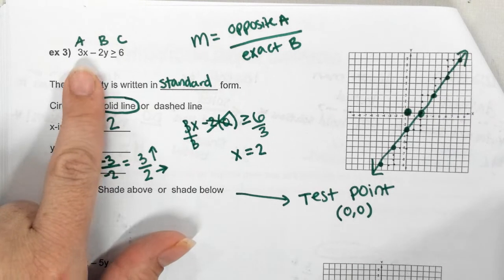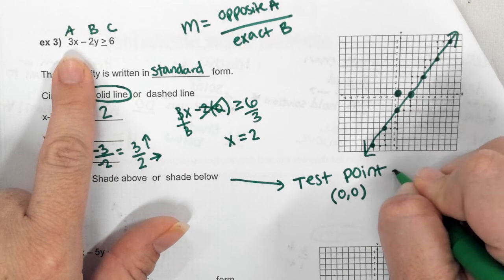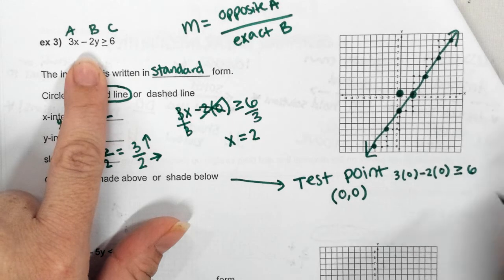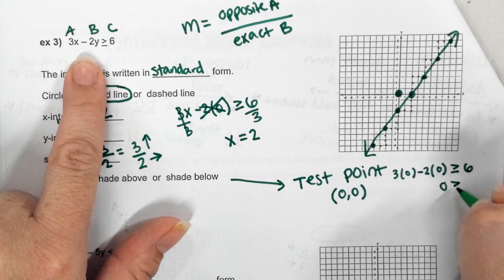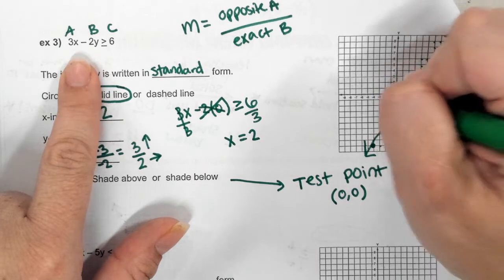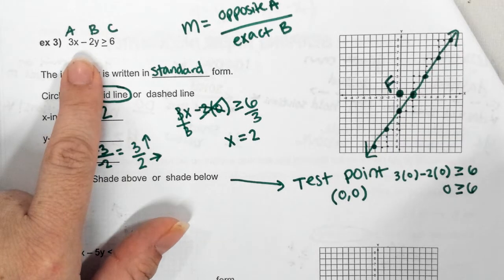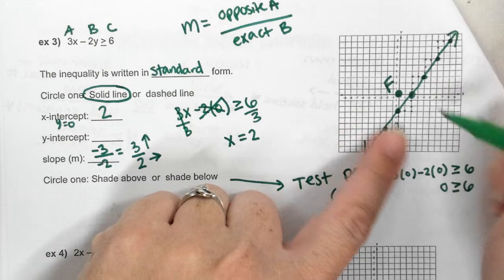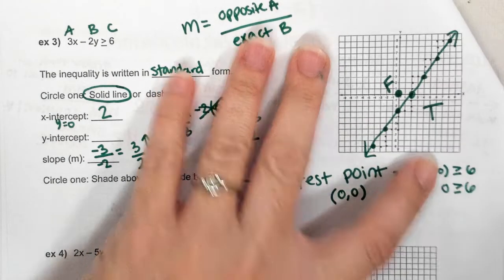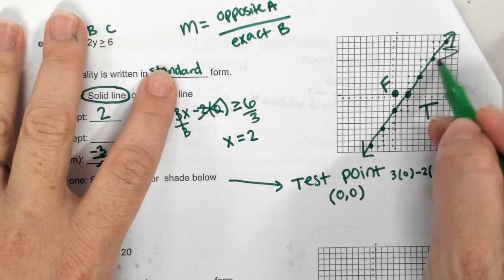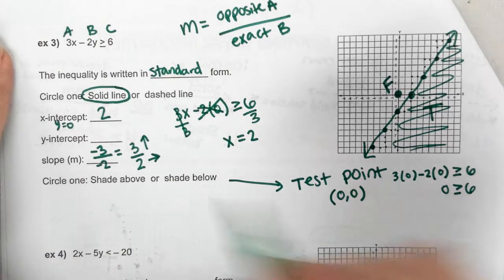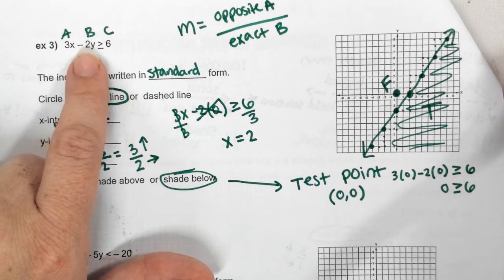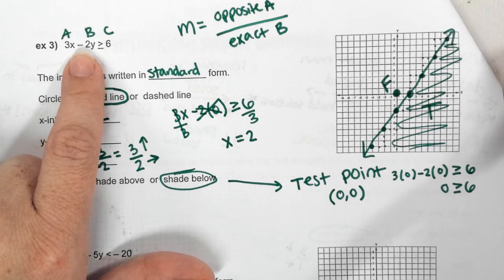So I'm going to plug it into my original. So 3 times 0 minus 2 times 0 is greater than or equal to 6. Well, 3 times 0 minus 2 times 0 is just 0. Is 0 greater than or equal to 6? No, this is a false point. Well, on the front, didn't we talk about how one side's false, therefore the other side was true? So if this side's false, what should this side be? And we always shade which side? The true side. So are we shading above or below on this one? Below. And now if you would have looked at your symbol, you would have thought above. And that's why when y is not alone, you cannot use that method. Does that make sense? Okay.